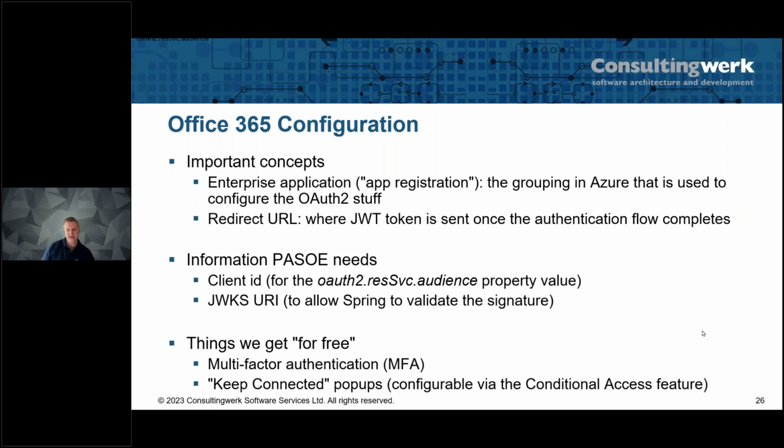To configure PAS-OE to be able to authenticate and validate JWT tokens, we need 2 bits of information. Firstly, the client ID. So each client has a unique identifier. These are just GUIDs typically, and this JWT URI, which is where the public keys are kept for the signatures of the JWT tokens.